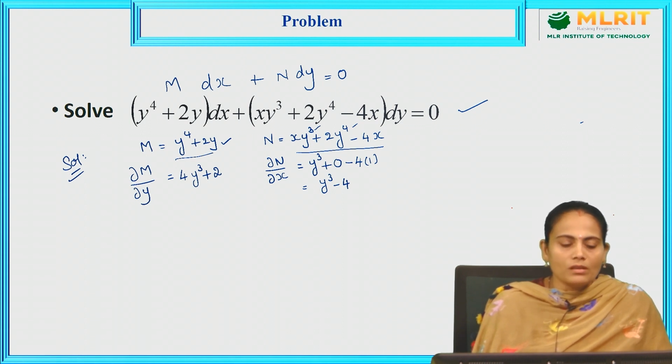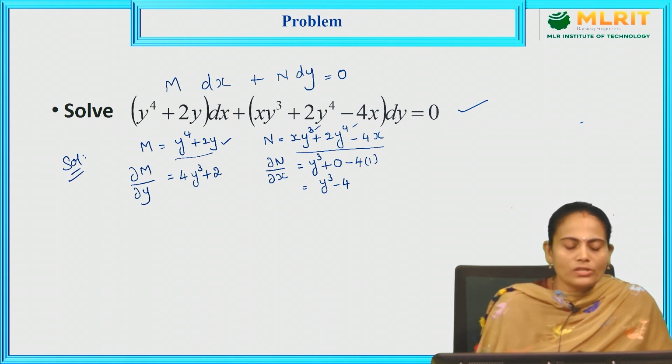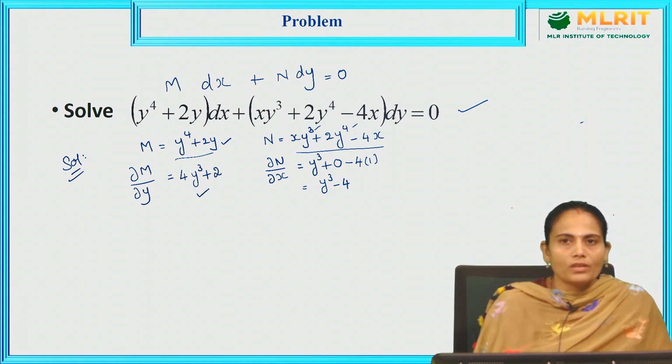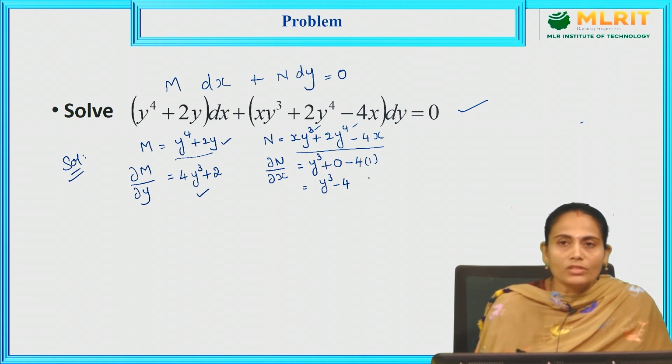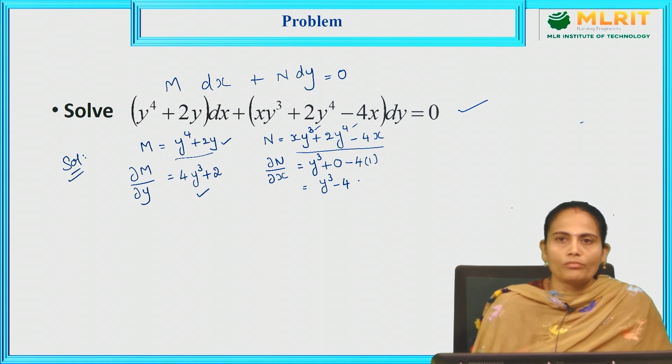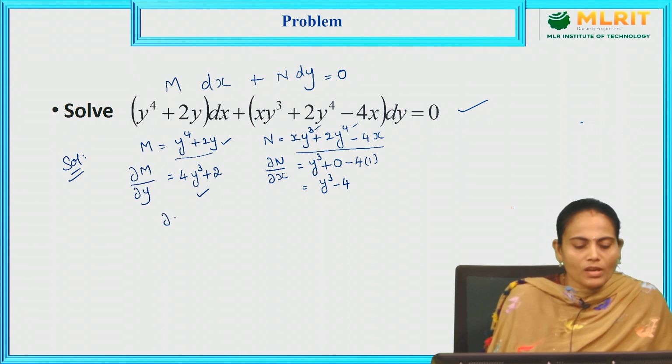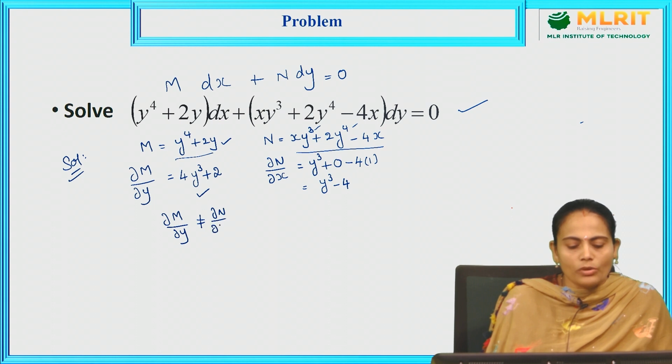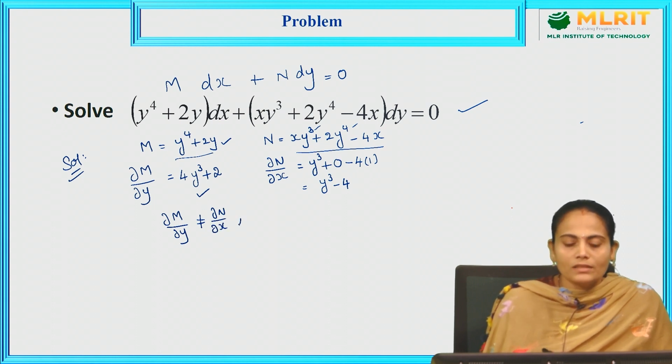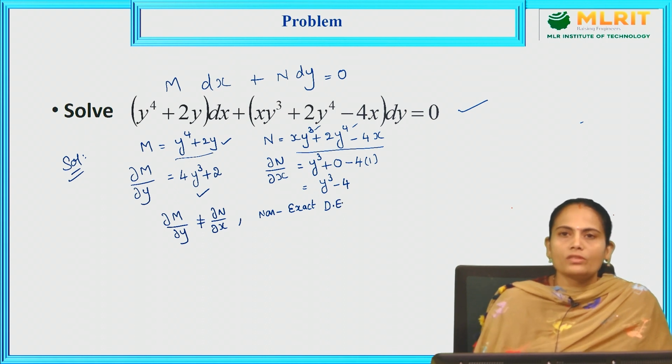Now observe these two derivative values. The derivative of M with respect to y is 4y cube plus 2, and the derivative of N with respect to x is y cube minus 4. These differentiation values are not equal, so ∂M/∂y is not equal to ∂N/∂x. So clearly this differential equation is a non-exact differential equation. Now we are going to find the integrating factor.